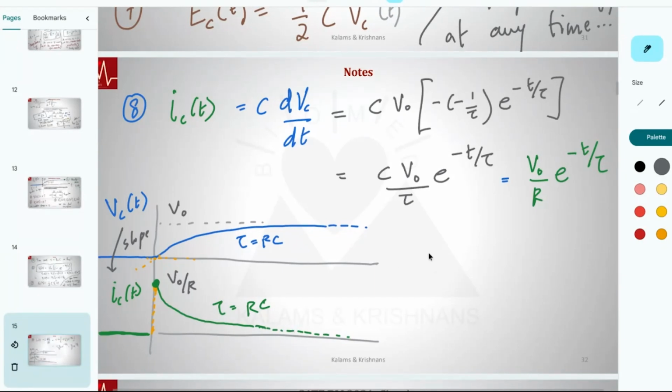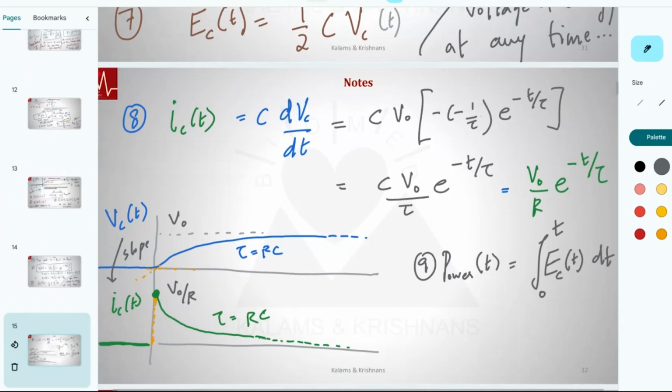And then I think we should stop at 8, but for 9, notice your power is the integral of E of t. Power is essentially the rate of change of energy, so power is energy per unit time. Given energy as a function of time, energy in the capacitor, if you integrate that from 0 to t, you get power. This is fairly straightforward, but let's just use the definition and not overemphasize that.